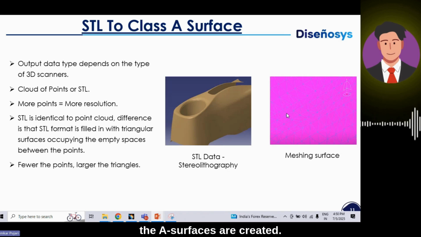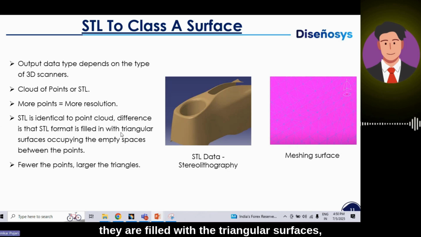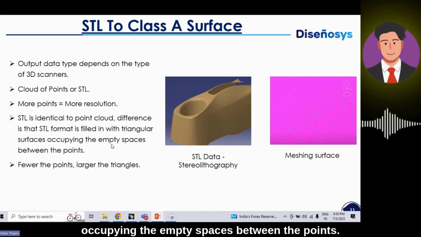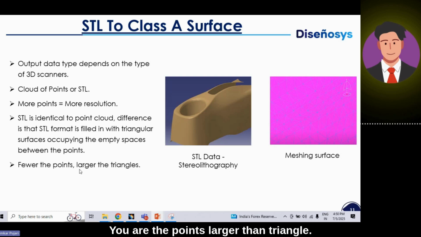So when you fill the gaps between those points, you get STL data, and from that data, the A surfaces are created. You can see here that the STL is filled with triangular surfaces occupying the empty spaces between the points. Fewer the points, larger the triangle.